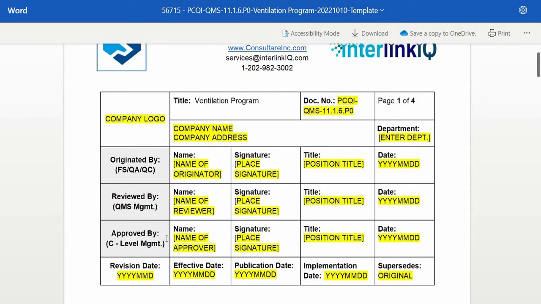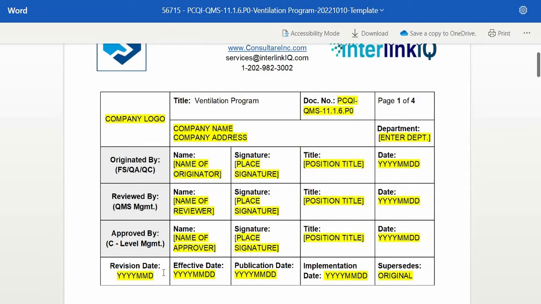For the approved by section, it must be the person in the C-level management who has approval authority. Enter the name of the approver, affix the signature, input the position title, and the date approved.